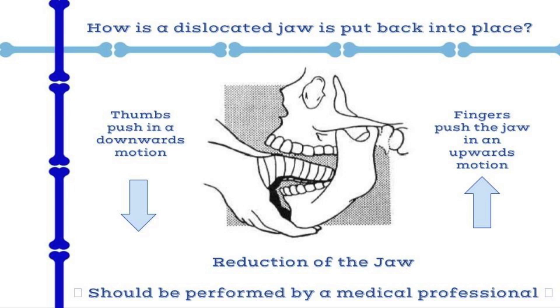The jaw is typically put back into place manually. This is done by giving the patient pain relief, either using a sedative or a muscle relaxant. Then the jaw is put back into place using a reduction movement. The medical professional wraps their thumbs in gauze to protect them from being bitten down on, and then they place their thumbs inside the patient's mouth, pushing down on the back molars while pushing upwards with their other fingers that are placed under the patient's chin.